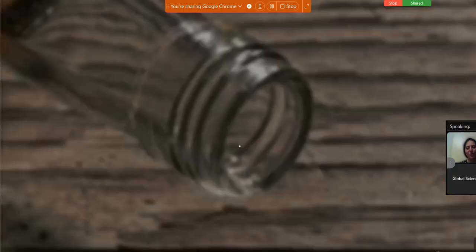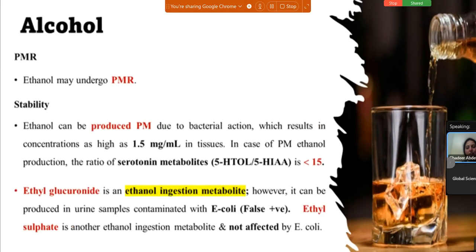Finally, alcohol. Well, ethanol may undergo postmortem redistribution, and it can be produced post-mortem, as we mentioned before, due to bacterial action, which results in concentrations as high as 1.5 mg per milliliter in tissues. In case of postmortem ethanol production, the ratio of serotonin metabolized will be below 15.